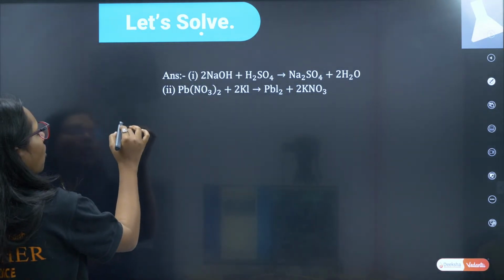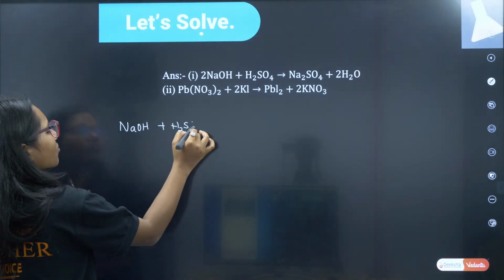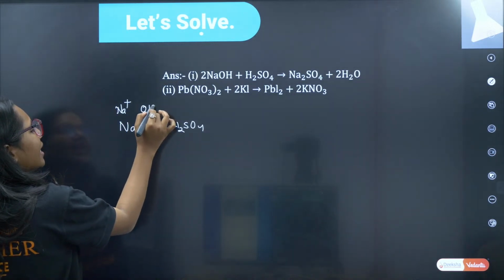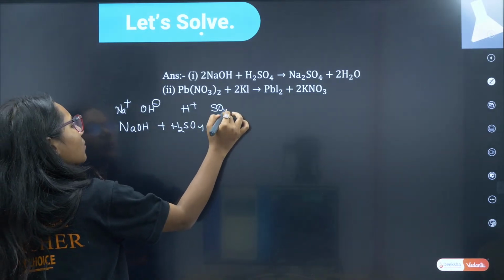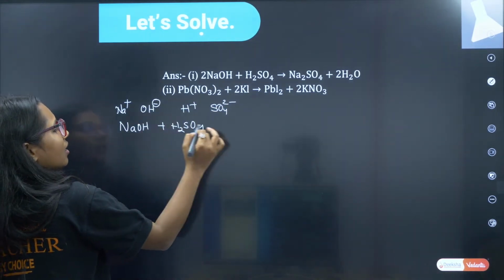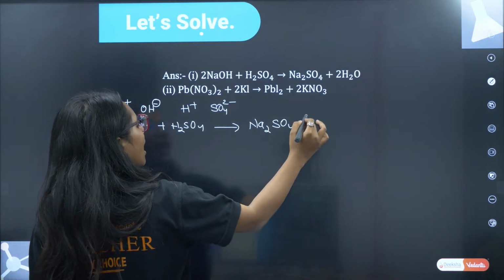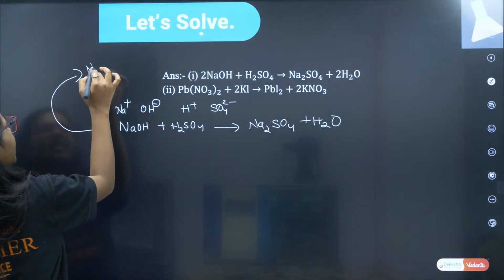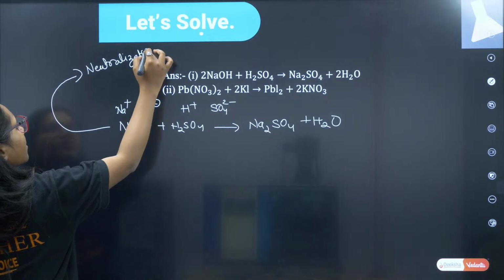So, NaOH plus H2SO4. Here I am writing the ions. Na plus, OH minus, H plus and sulfate 2 minus. Here it will form Na2SO4 and water. It is a neutralization reaction, acid plus base.